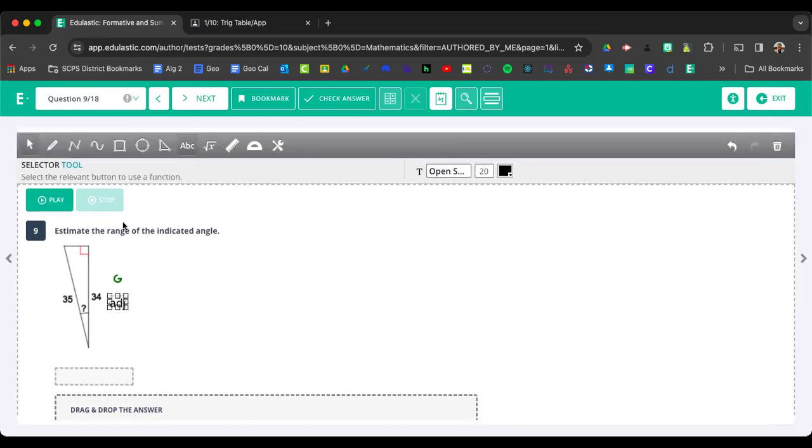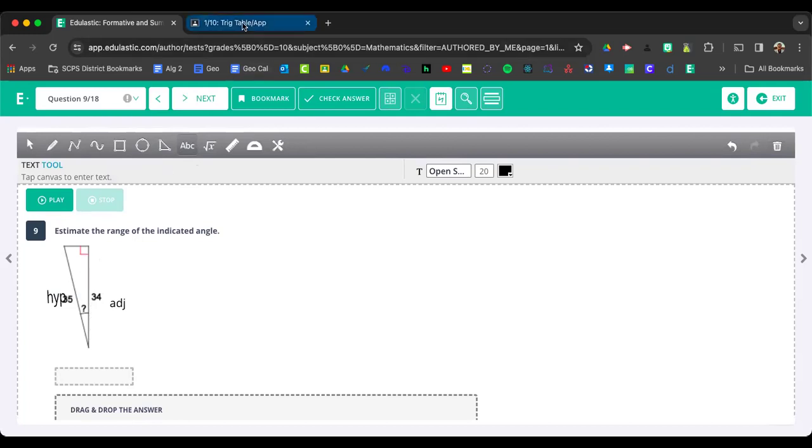Now I am going to look at the 35 side. That side is my hypotenuse, so I'm going to label it hypotenuse. Again, you do not have to do this, but I do think it's a good tool. Let me see, I don't know how to move that. I'm just messing with it now. But this is my hypotenuse and this is my adjacent.